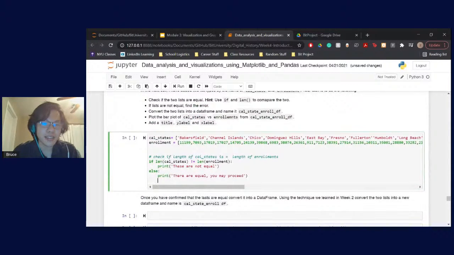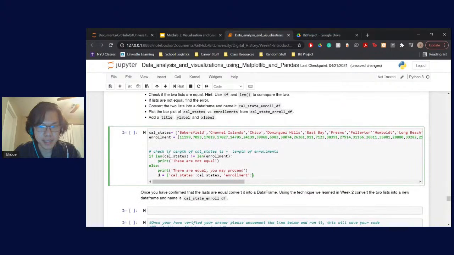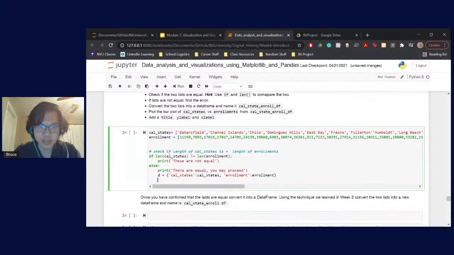So a way to make a data frame that associates values like this is that we can make a dictionary. Let's call it D, right? And for the dictionary, first we say the name of the column. So the name of the column is cal states, and then a list containing the values associated with that column. Essentially, imagine this is the name of the column and this is the column values. Once again, enrollment, and then enrollment. Let's just see what this looks like.